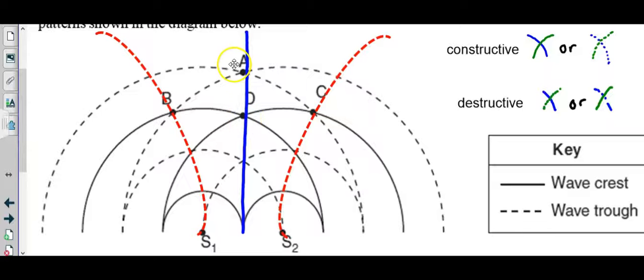Here at points A and D, you have constructive interference. But if you follow this over to the left or to the right, you'll see that dash, solid, solid, dash, that's destructive interference. So points B are in a zone of destructive interference. And you can see the curve moving away to the left and to the right, off center. These are zones where the wave has canceled itself out.